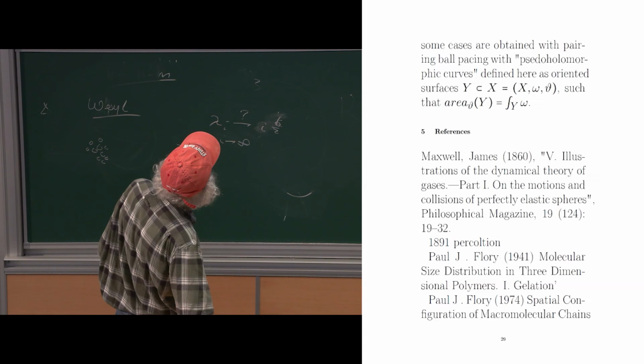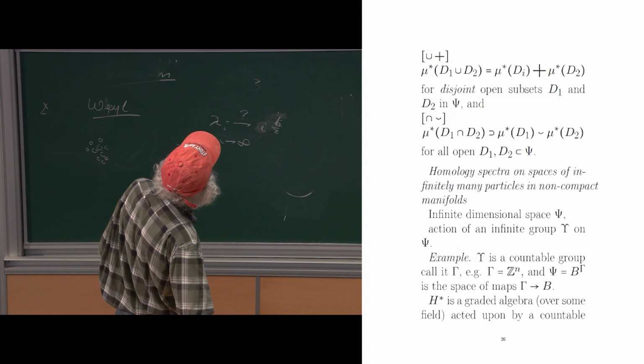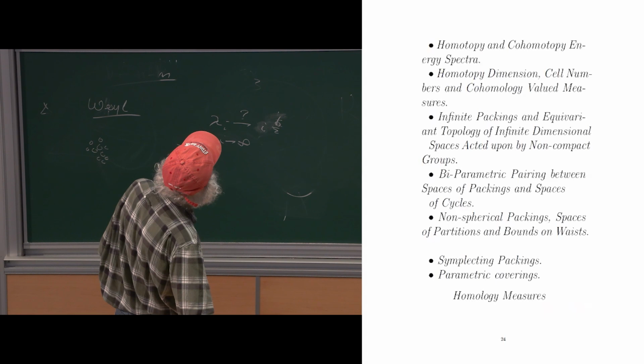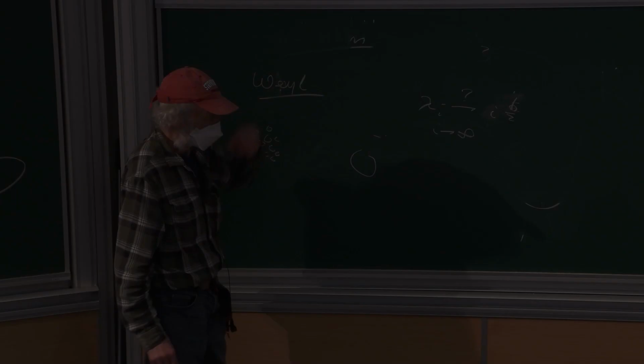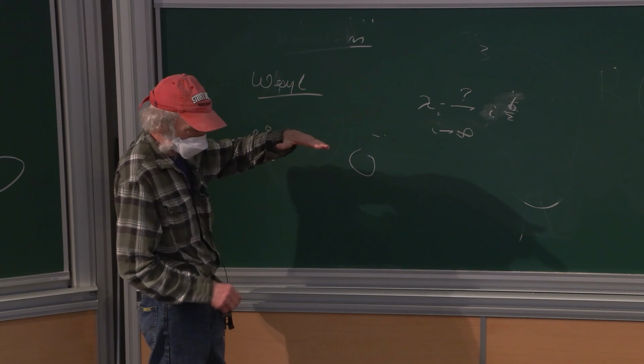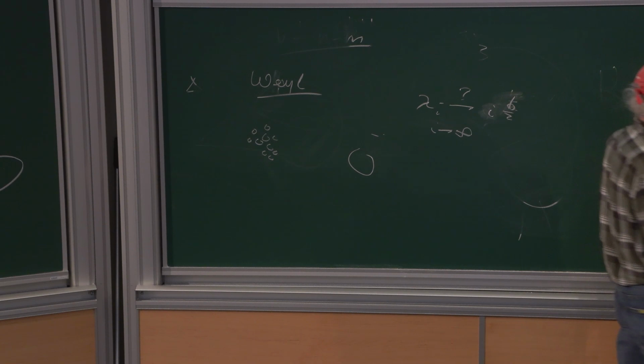Well, I disappeared. It was Neves, Marcus, and Likimovich, I believe, who proved this in dimension. In codimension one cycles, there is a limit. So how these eigenvalues, properly normalized, have this limit similar to the Weyl theorem, and also a corresponding kind of packing of obvious space.